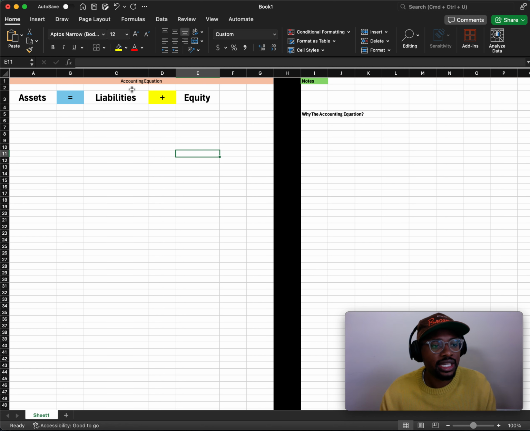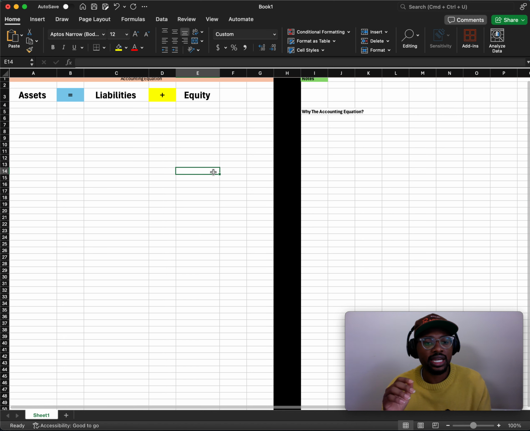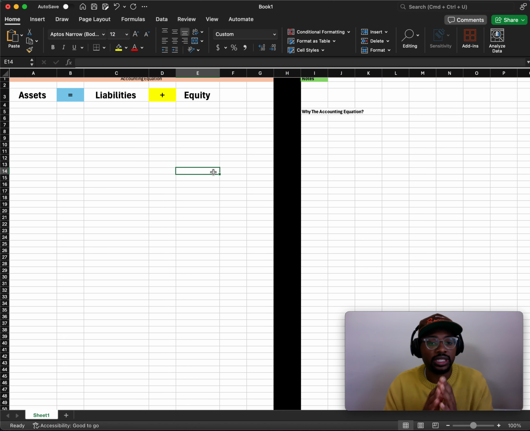The accounting equation is assets equals liabilities plus equity. It's a basic formula: assets equal liabilities plus equity. Cool. So why do we need this though? Why is this relevant to us as accountants or students of accounting? There are three reasons why this is important.